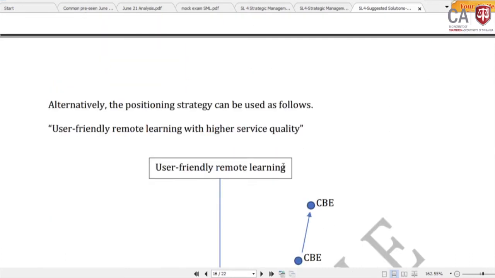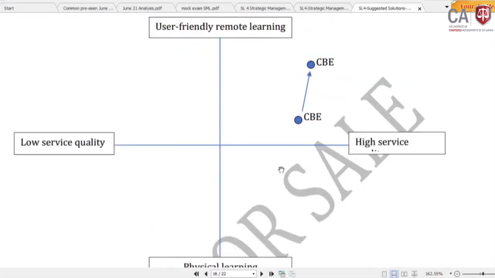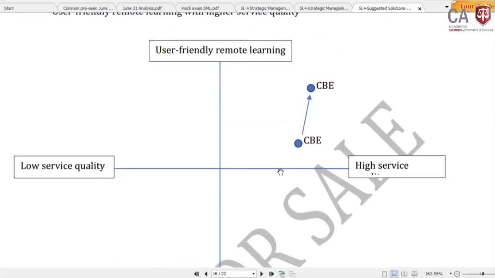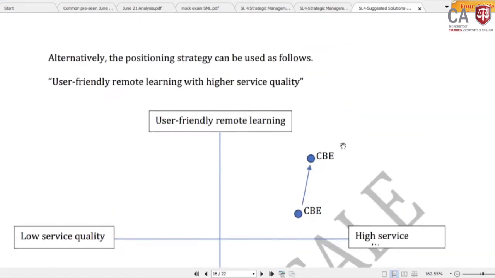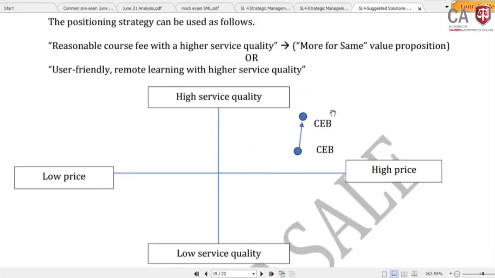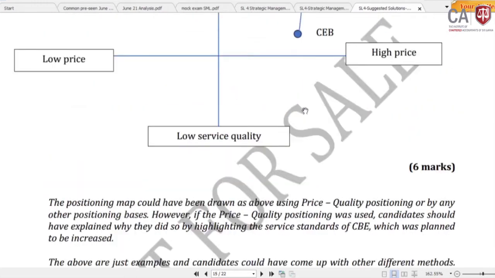Right. He has given some other alternatives also: usable remote learning with high service, and physical learning with low service quality, usable remote learning and high service quality. Two options have been given by the examiner. So what we identified is similar to the first one. Our answer was similar to the first one.